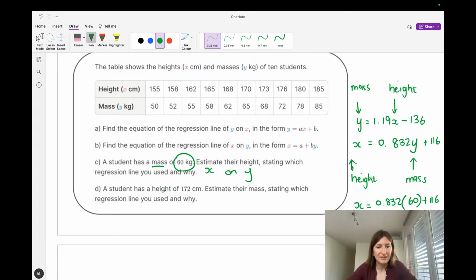All right, another one. A student has a height of 172. Okay, so my input is height. So which one inputs height? Well, this one, my y on x. So I would substitute into this one, y equals 1.19, x being 172, minus 136, input that on my calculator, and I would get the mass that a student of 172 would be. So this is why y on x and x on y is important. So if you write out your variables like this here, mass, height, your input, your output, that really helps to make your questions really clear. And for this one, we use the y on x.